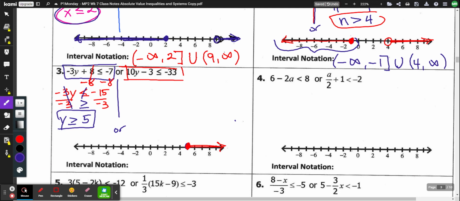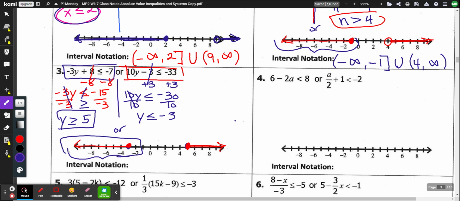The second inequality, I'm going to add 3 to both sides. Those cancel. 10y is less than or equal to negative 30. Divide both sides by 10. Y is less than or equal to negative 3. Negative 3, closed circle. Less than, so I shade to the left. And that's it. Now I'm going to write these two in interval notation.